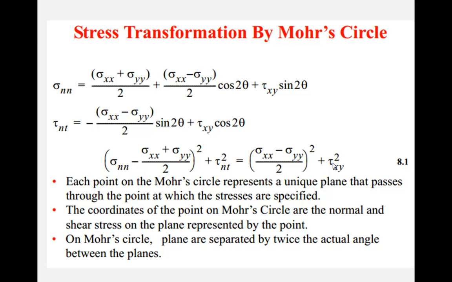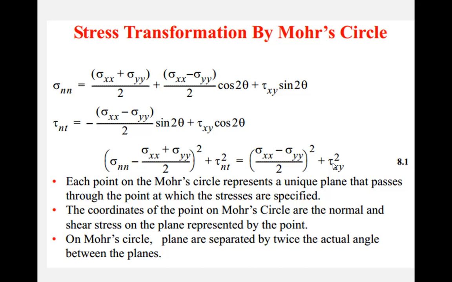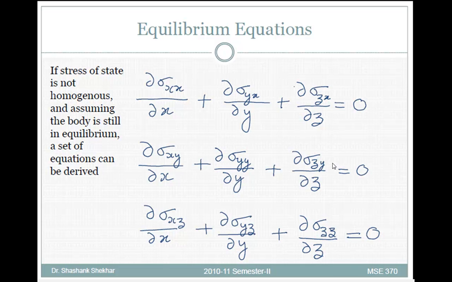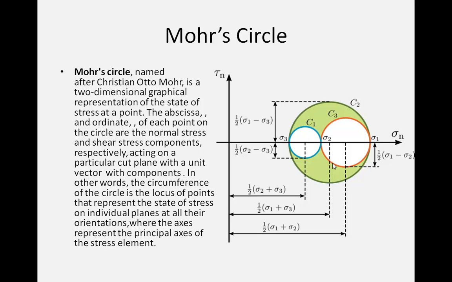And now these are the equilibrium equations. If body is in equilibrium, these equations will always be valid. It is mentioned that the above equations can be combined to get an equation for a circle in terms of sigma x and sigma y. This circle is called Morse circle.